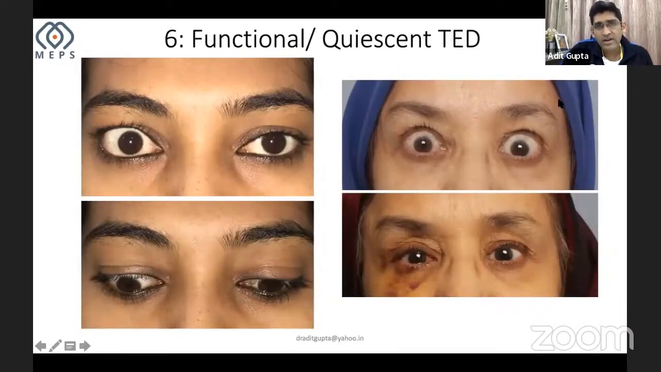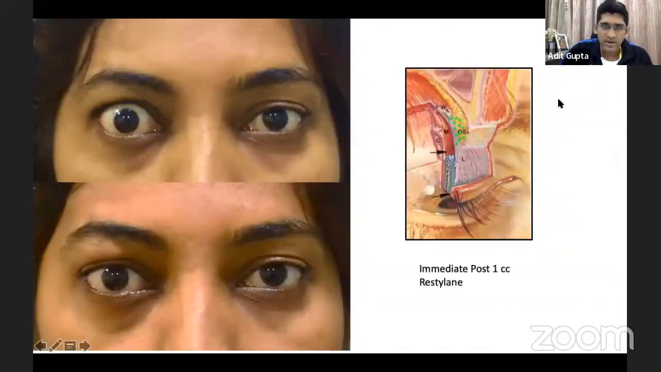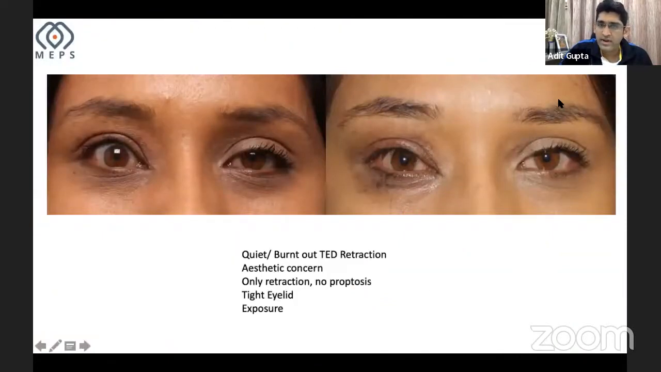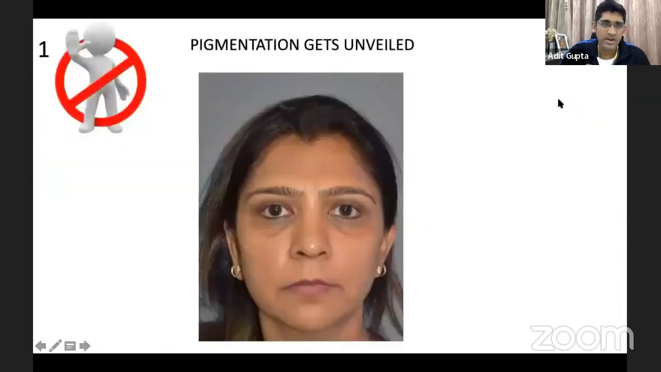Last but not the least, functional patients like thyroid eye disease, which Aparna has already covered, can be treated with hyaluronic acid gel fillers. Usually, we try to treat with hyaluronic acid gel fillers if there is an aesthetic concern in a burnt out thyroid eye disease with a tight eyelid, or if there is some sort of exposure. Usually, I don't treat patients with proptosis with fillers. Only pure eyelid retraction patients can be treated well with filler injection.